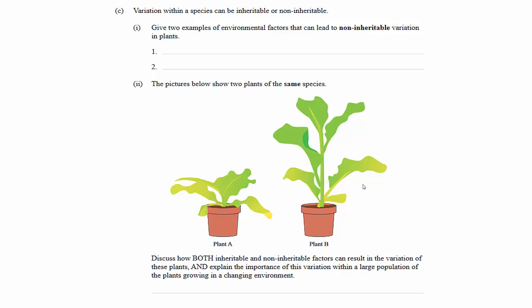Okay, 1CII is showing us two pictures of the same species of plant. It's asking us to discuss how both inheritable and non-inheritable factors can result in the variation of these plants, and explain the importance of this variation within a large population of the plants growing in a changing environment. Because we're looking at both inheritable and non-inheritable factors, we need to be looking at the environment, meiosis, and why variation is important in plants in a changing environment.